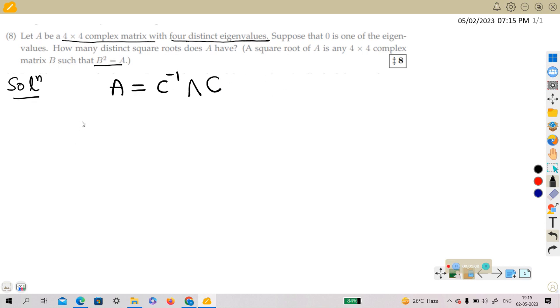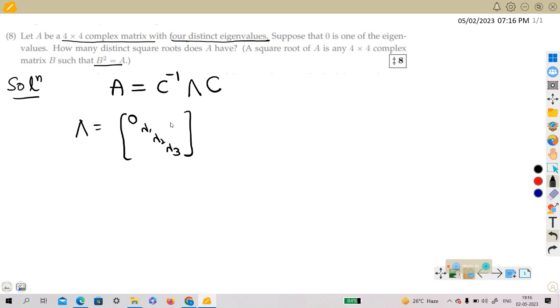How does this gamma look like? It is a diagonal 4 cross 4 matrix. One diagonal entry is 0, and there are lambda 1, lambda 2, lambda 3. Because we are given 0 is one of the eigenvalues, we don't know about lambda 1, lambda 2, lambda 3. They may be 0, they may not be, they haven't mentioned.